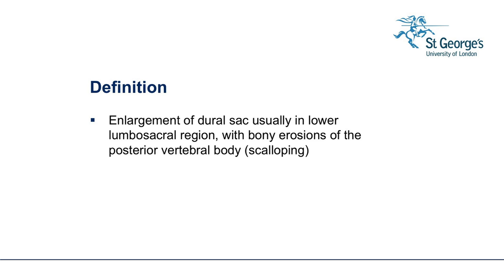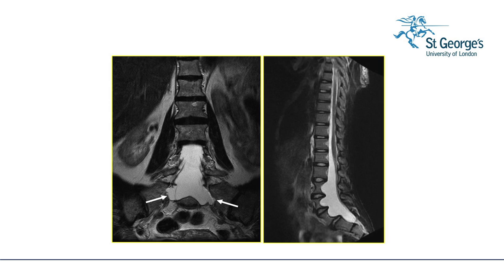So dural ectasia is defined as enlargement of the dural sac, usually in the lower lumbosacral region, with bony erosions of the posterior vertebral body, known as scalloping. And here we see an example of this dilatation, which can actually lead to peripheral nerve compression symptoms.